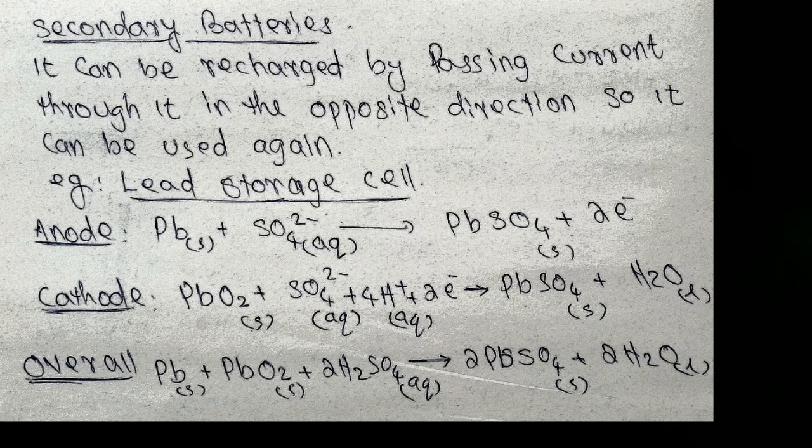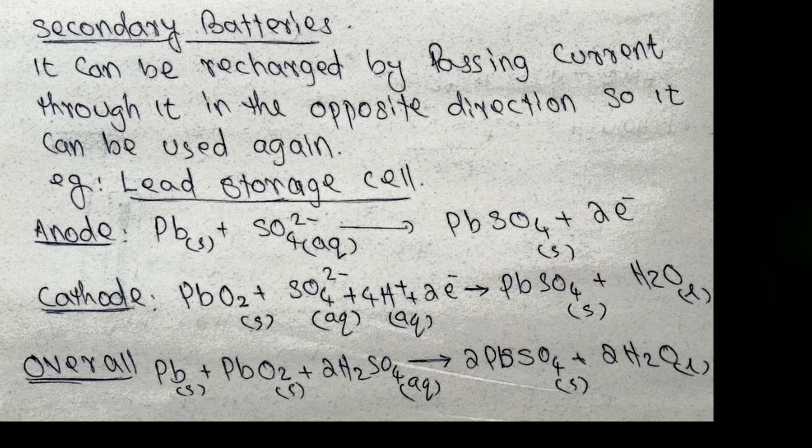Lead storage cell. The different parts of the lead storage cell: dilute sulfuric acid is used as electrolyte. Here the sulfuric acid to water ratio is 1:3. The positive electrode used here is lead peroxide, PbO2. Similarly, the negative electrode used is pure lead.